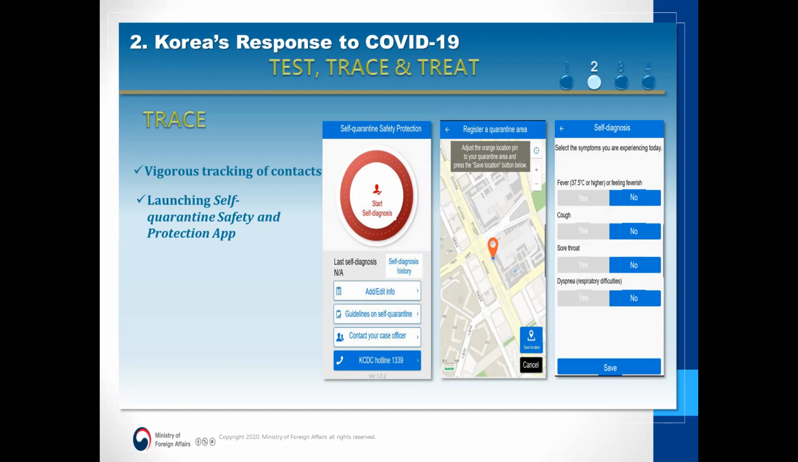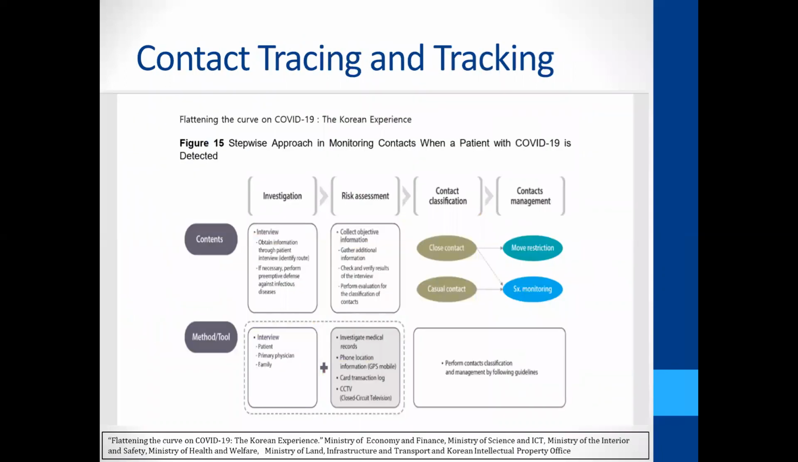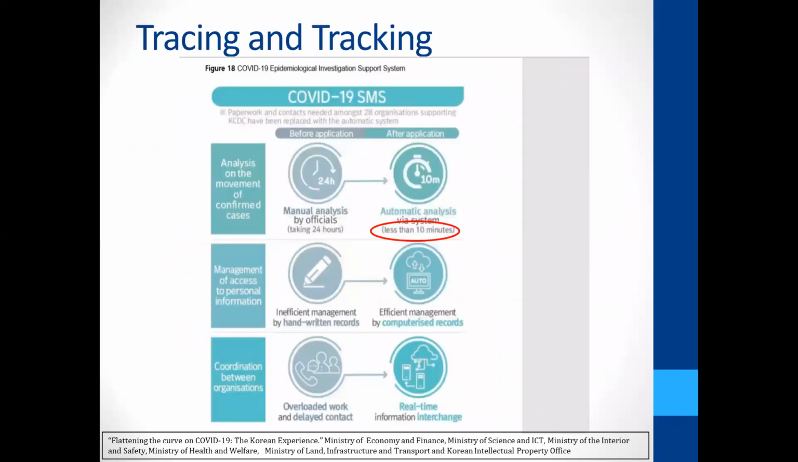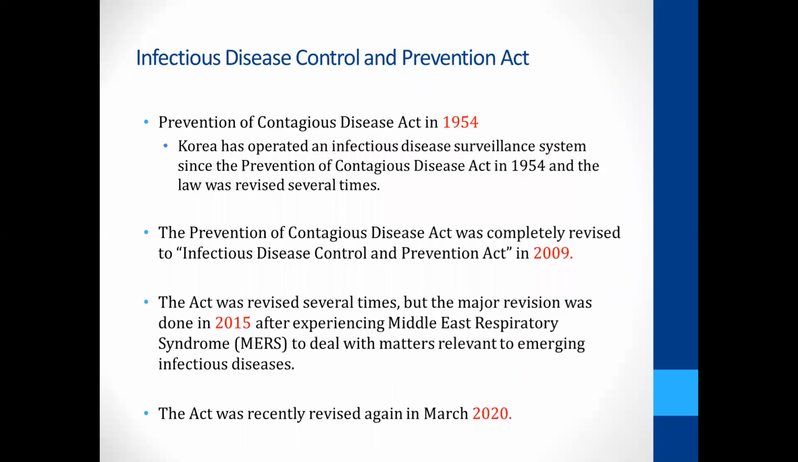Mobile phone applications and a centralized platform that coordinated and computerized information gathered from epidemiology investigators, telecommunication and credit card companies, and CCTV data allowed contacts to be identified, classified, and notified quickly so that they could be managed appropriately. And the time and manpower that would have been required was dramatically reduced, for example, from 24 hours to less than 10 minutes. And the information was relayed to multiple agencies and even to the public almost in real time.